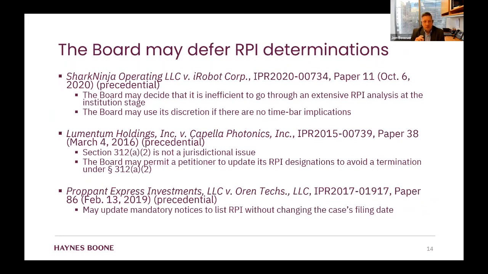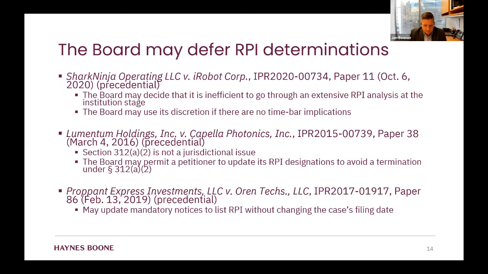They don't want to waste all this time and effort and money over RPI disputes before you ever get to a decision on the merits. This is most commonly at play when there are no allegations of any time bar violations and there's no statutory estoppel issues. So if the patent owner is just arguing simply, you should have named other parties as RPIs, the board will say, well, thank you for that. We'll take it under advisement and we'll deal with it in the instituted trial when parties can introduce evidence.